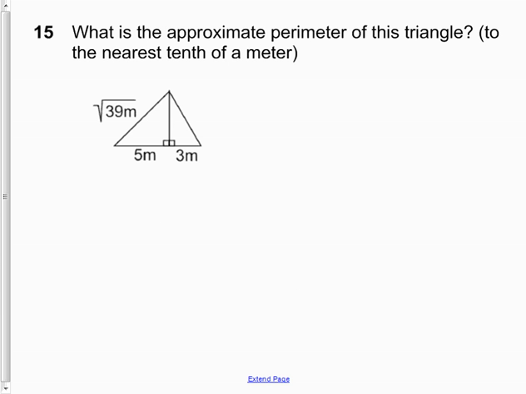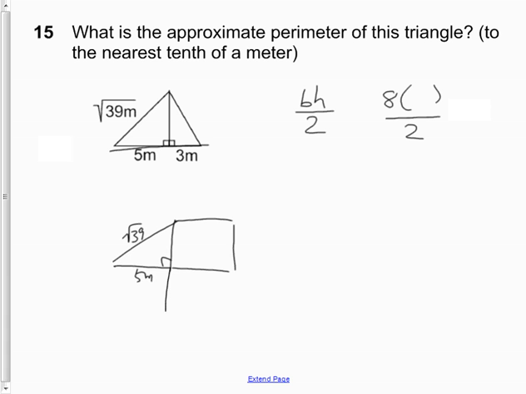Question 15 says, what's the approximate perimeter of this triangle to the nearest tenth of a meter? This is kind of an interesting one because we know that the formula for area is base times height divided by 2. I know my base, it's 8, but I don't know my height yet. So there's got to be a way I can figure out my height. If I take this triangle and put the square root of 39 as the side length, and put 5 meters here, I'm going to put squares onto all of these and see if we can figure out what this is.